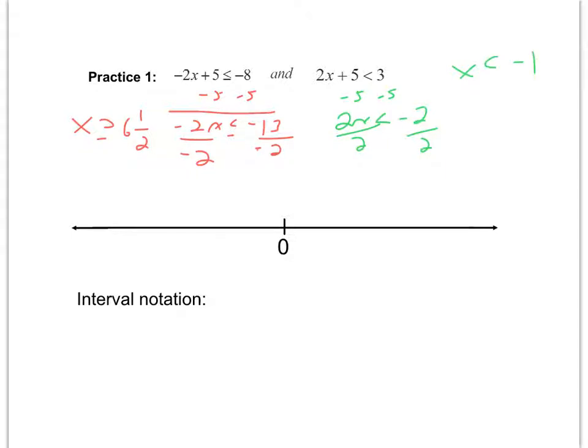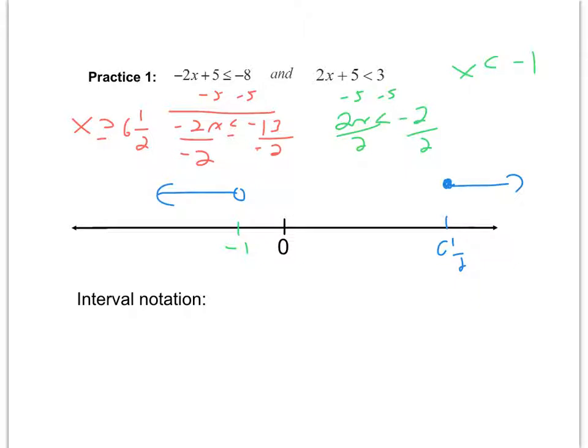So now, looking here, I have two inequalities, and my solutions must solve both of these. So x is going to be greater than or equal to 6.5, and x is going to be less than negative 1. As I look at this, I have a negative 1 right here, and I have a 6.5. x is going to be greater than or equal to 6.5. Whoop. x is going to be less than negative 1.